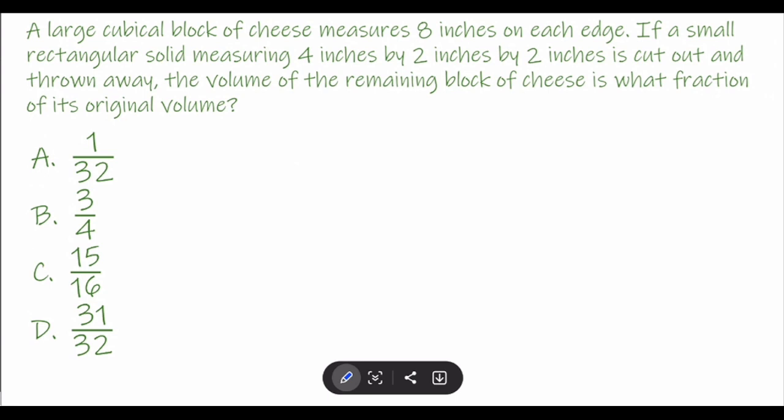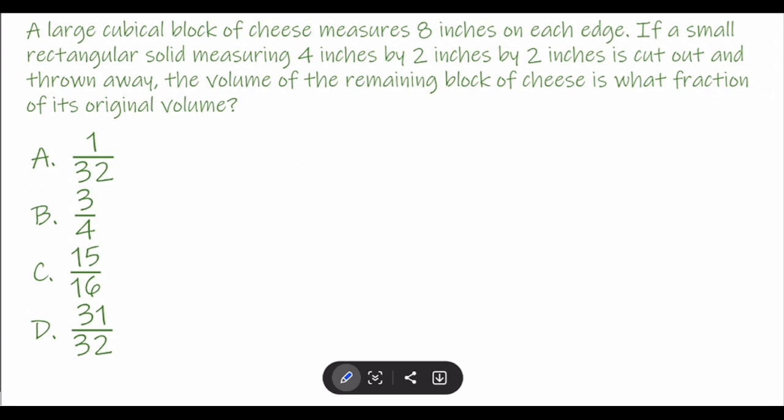So let's read this problem. First, a large cubical block of cheese measures 8 inches on each edge. If a small rectangular solid measuring 4 inches by 2 inches by 2 inches is cut out and thrown away, the volume of the remaining block of cheese is what fraction of its original volume?